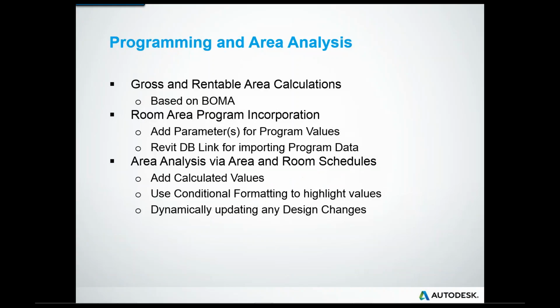Other things that we can take away from this is programming and area analysis. One of the most critical things in Revit is the ability to quickly and easily calculate rentable versus gross area calculation based on BOMA. We can do program calculations and add certain parameters, which you'll see later on in the next slide, to basically help calculate if we've met the program. Lastly, we can also do area analysis. We can add values and conditional formatting. The great thing about this is if you haven't worked in Revit before, as you update the floor plan, your information will change automatically.